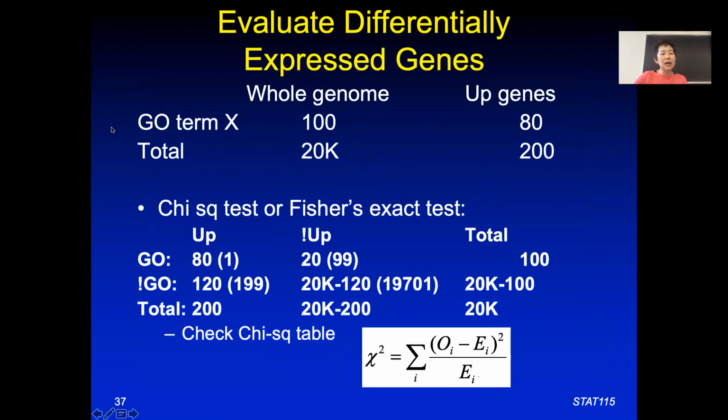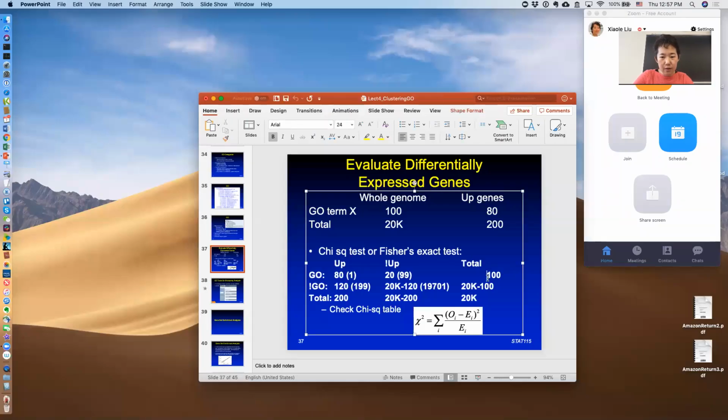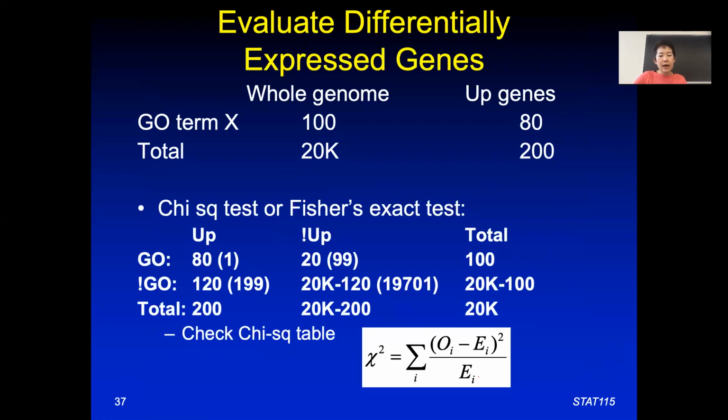So how do you do this type of analysis? You can imagine this is like a 2x2 table. In the genome in total, there are 20,000 genes. 100 have this gene ontology term. The remaining ones don't have the term. And if we look at the genes that are upregulated, there are a total of 200 genes, 80 annotated as having this gene ontology term, and 120 are upregulated but not annotated to have this GO term. This is what we observe.